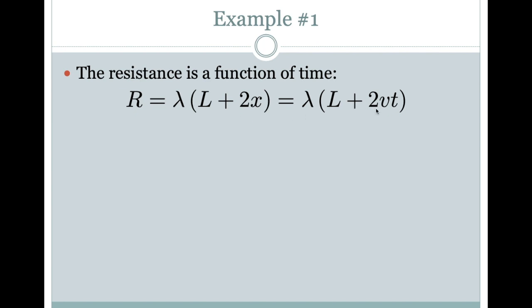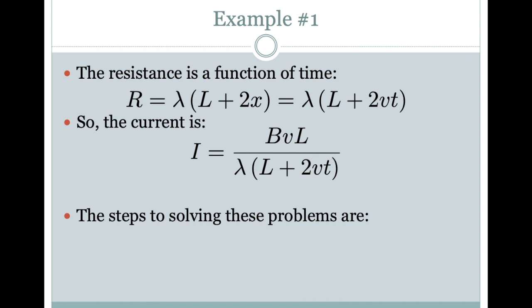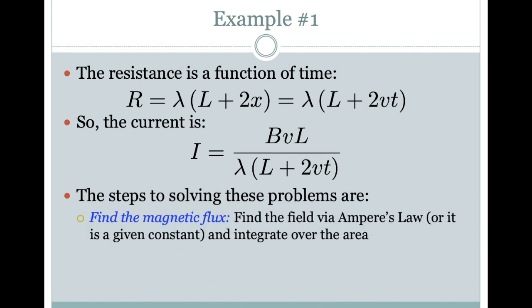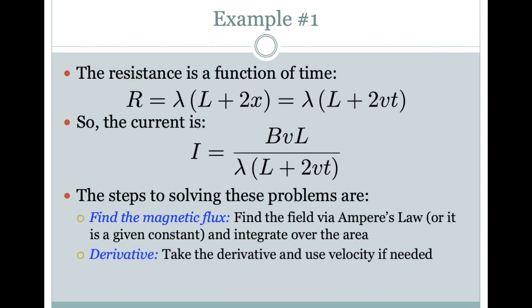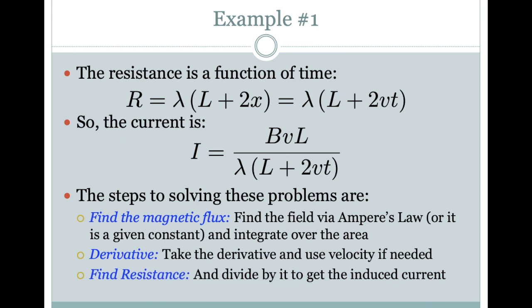L plus 2Vt. The electromotive force divided by the resistance gives you the induced current, which is BVL divided by lambda times L plus 2Vt. The steps to solving these problems are therefore: one, find the magnetic flux via either Ampere's law or it is a given constant, and integrate over the area. You take the derivative and use velocity if needed, and then find the resistance so that you can divide out the resistance to find the induced current.